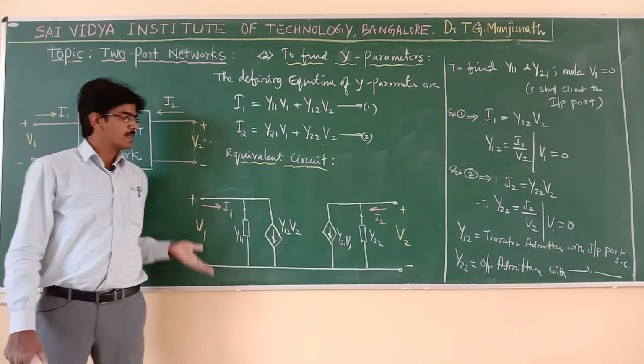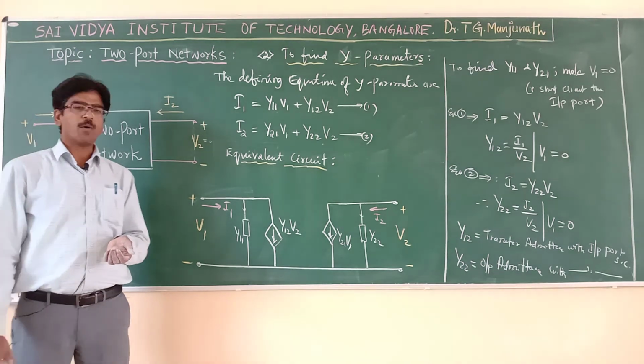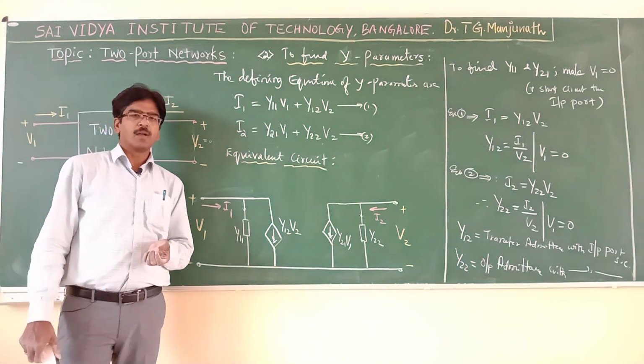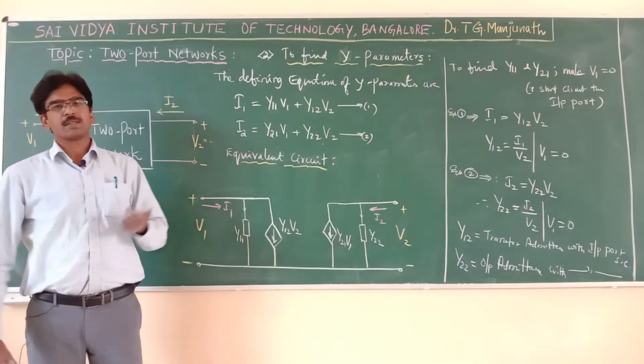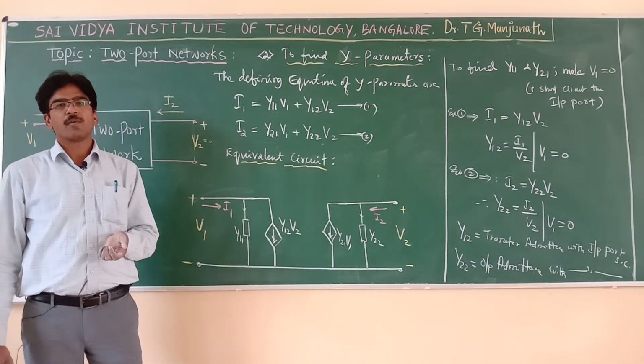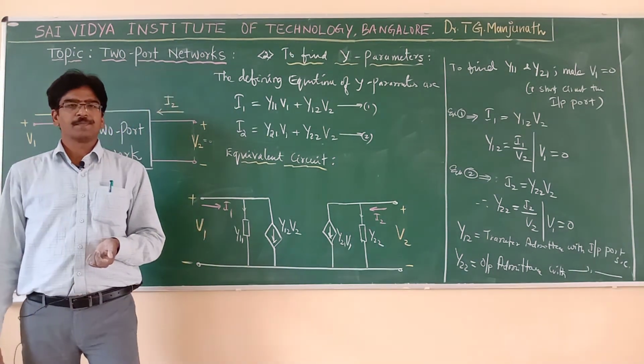That's all. This is how to write the equivalent circuit for Y parameters. I hope you have followed both Z and Y parameters in this session. So in the next session, let us continue finding H and T parameters. Thank you.